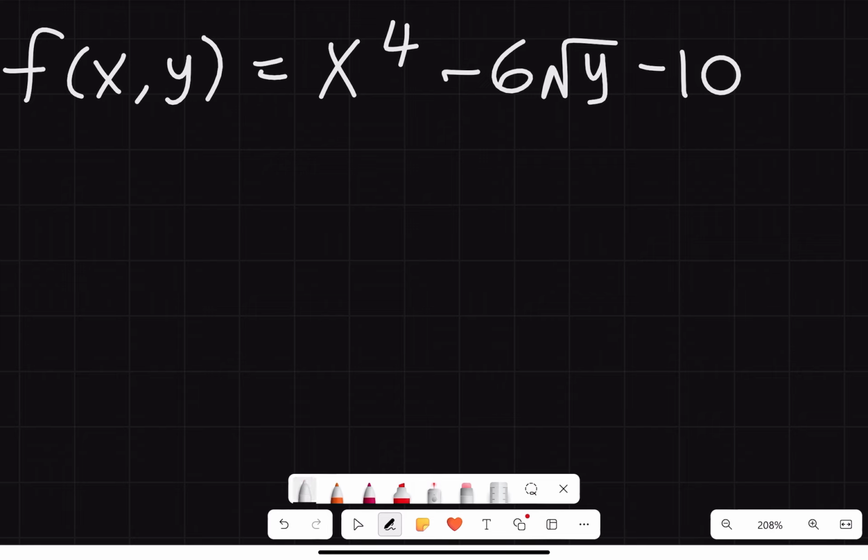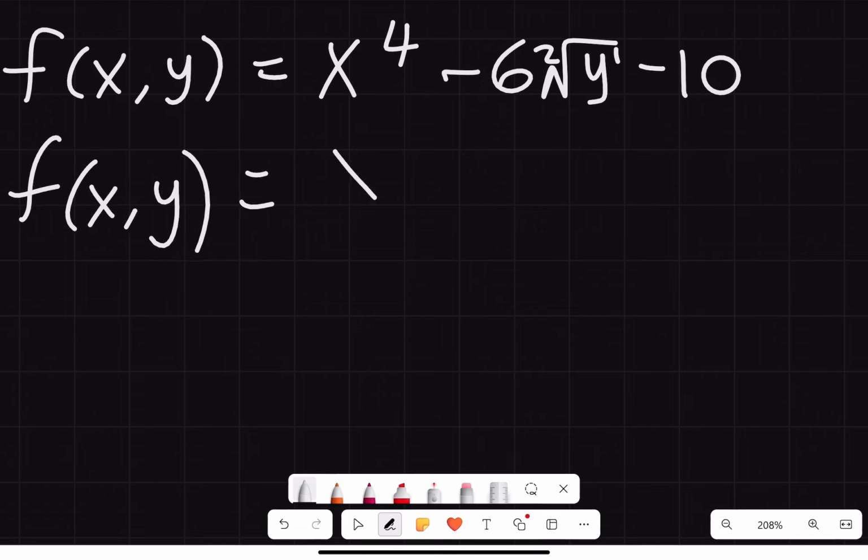We know that this is a square root, it means there's a hidden 2 there that we never show, and also there's a 1 on the y there, right? Remember, to the power 1 we don't show. So I'm going to rewrite this as this part, which is x to the power 4. Then you have minus 6y.